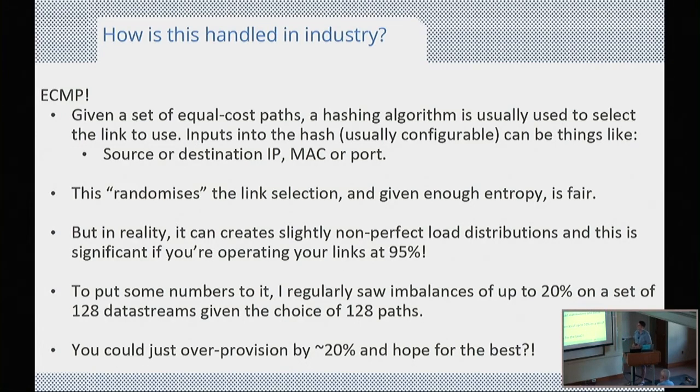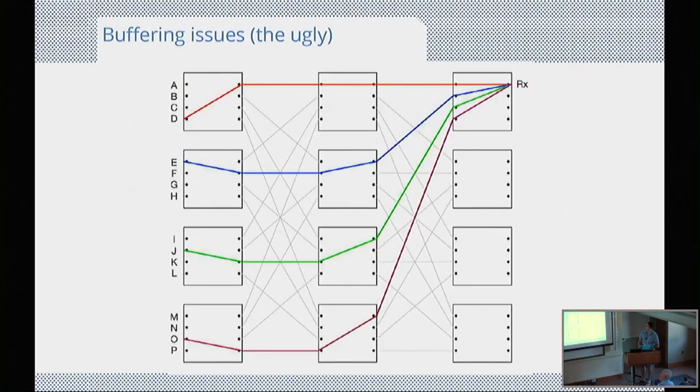But it is non-perfect. So if you're trying to operate your links at 95% of their rated capacity, as we do in MeerKAT, then you have a problem if you have a 20% imbalance. So you could just over-provision by 20%, but it's a little bit wasteful.